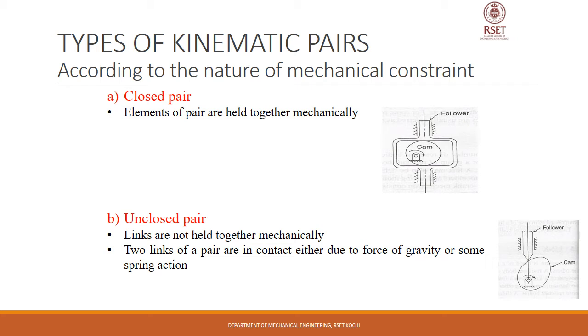But you can see here the cam is completely enclosed inside the follower. It is difficult to remove the cam from the follower. So such a pair is called a closed pair. Second case is the unclosed pair. You can see another cam and follower mechanism in which the follower is a knife edge follower or pin follower, and there is a cam. In this case, the follower and the cam have a point of contact. It is very easy to remove both the follower and cam because the cam is not enclosed inside the follower, or the follower is not enclosed inside the cam. So such pairs are called unclosed pairs.